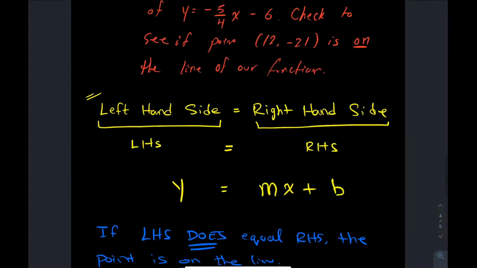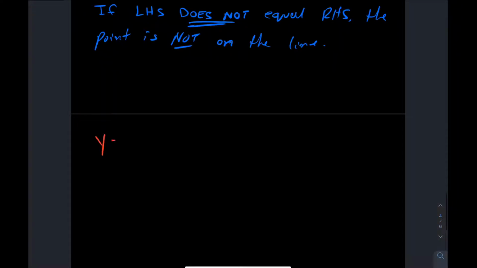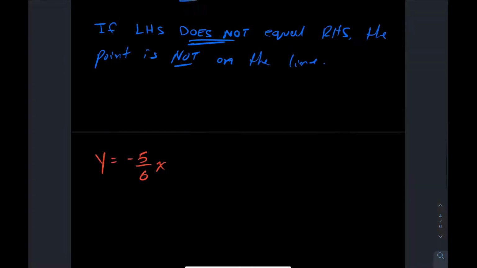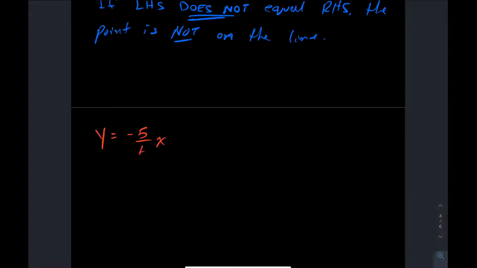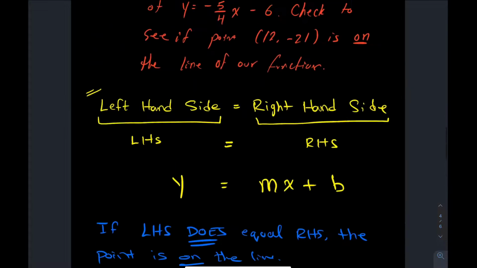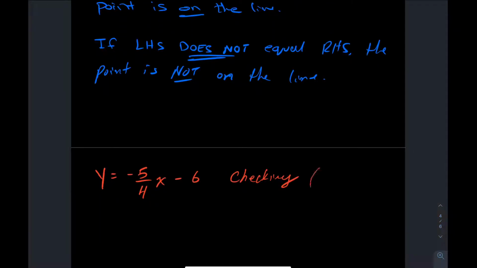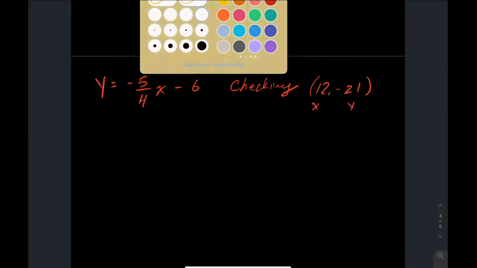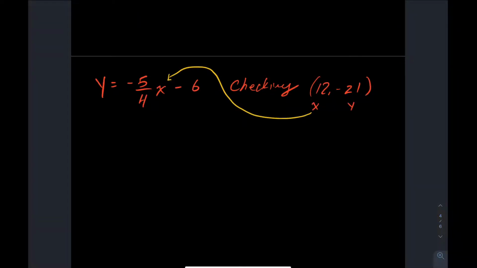So what did we have up here for our equation? We had y equals 5 over 4 x minus 6, and we're checking the point 12, negative 21, right? So we're going to plug in. This is our x value, this is our y. We're going to plug in x here, and plug in y over here. So plug in values, right?